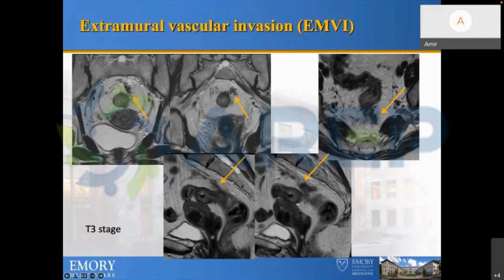So this is actually the tubular branching structure that's coming out of the rectum. That's actually extramural vascular invasion. You can see it on axial plane here. On sagittal, you can see it almost, and you have to be able to scroll to see that dark band coming out.